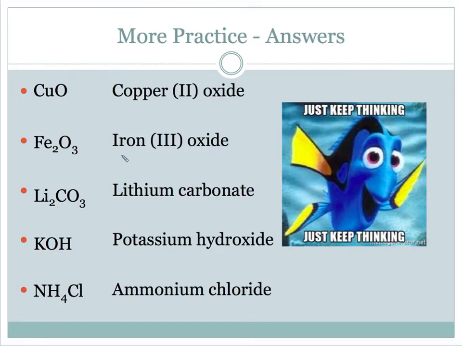So here are your answers. So if you uncross and undrop these, you get a 3 over here by the iron. This is iron 3 oxide. KOH is potassium hydroxide. NH4Cl is ammonium chloride.